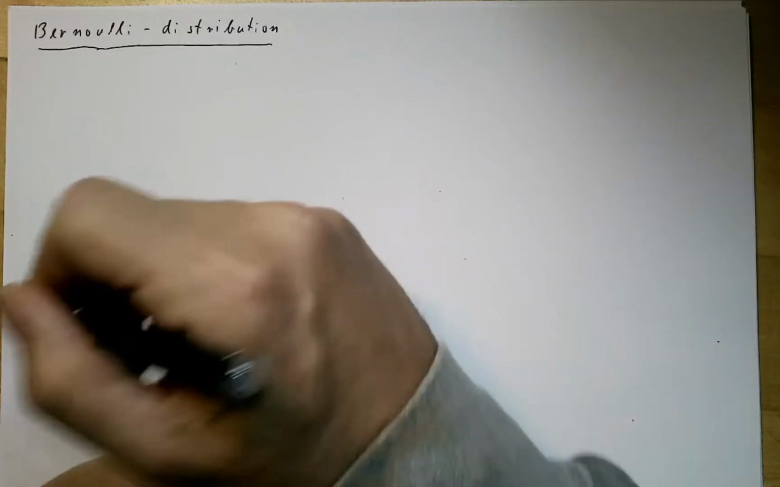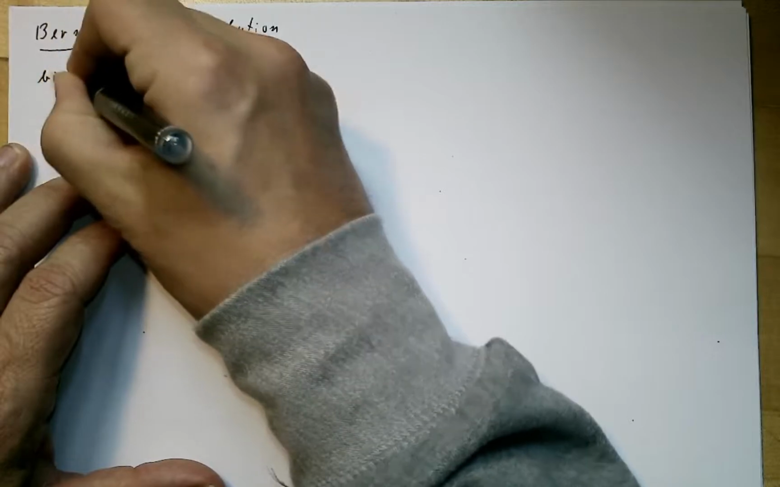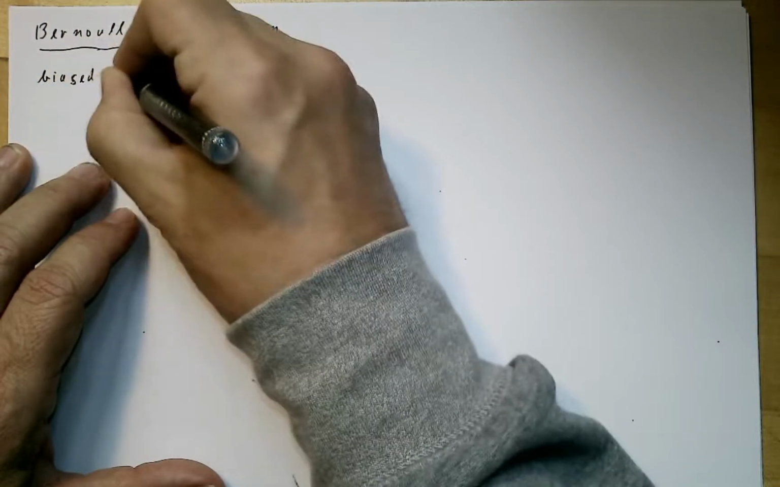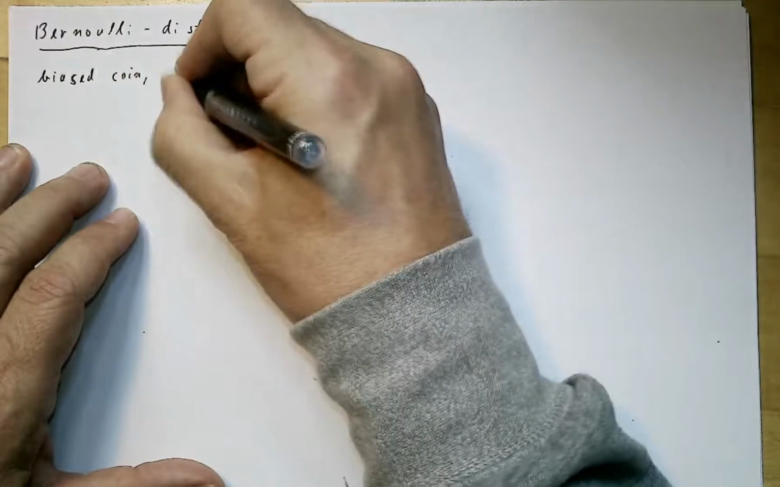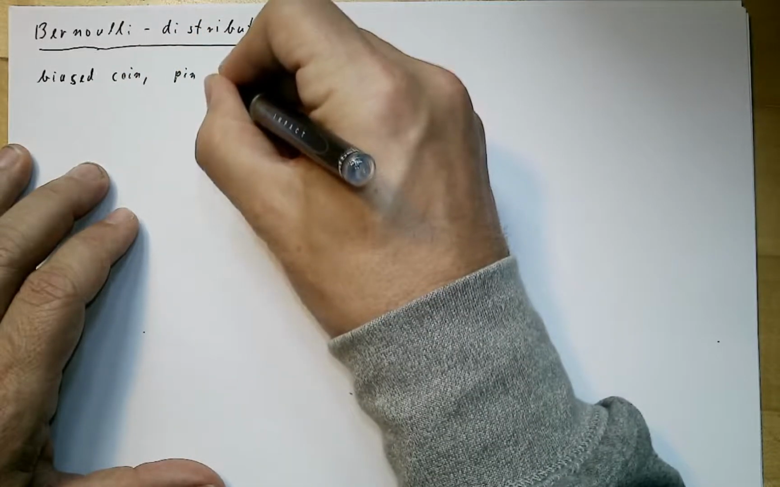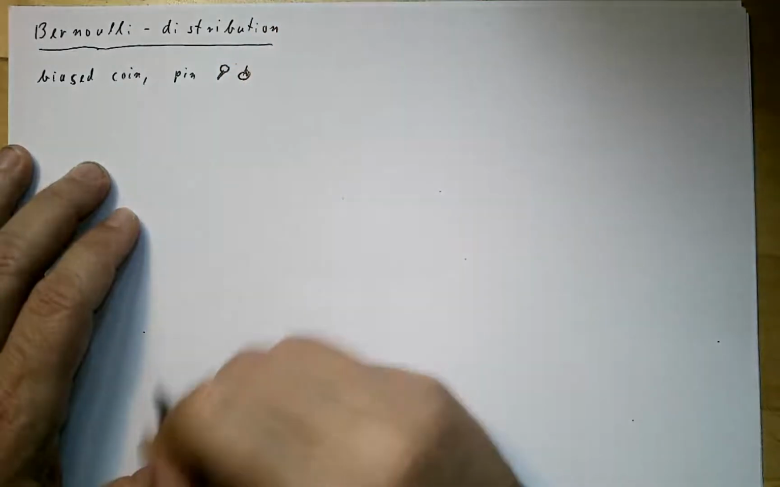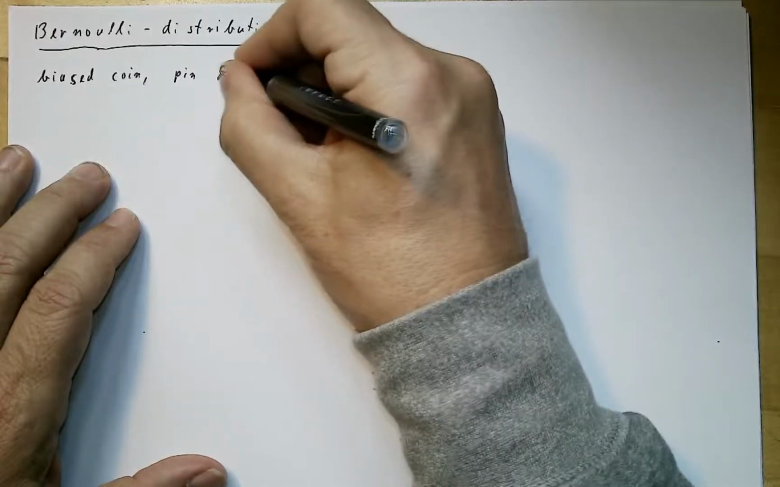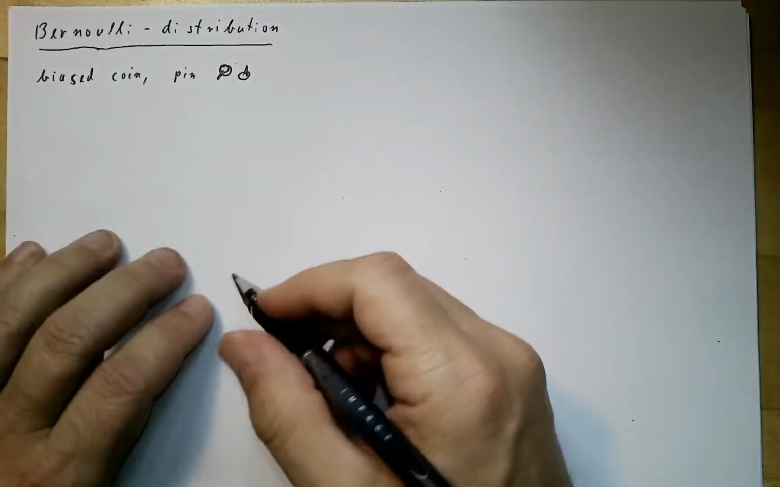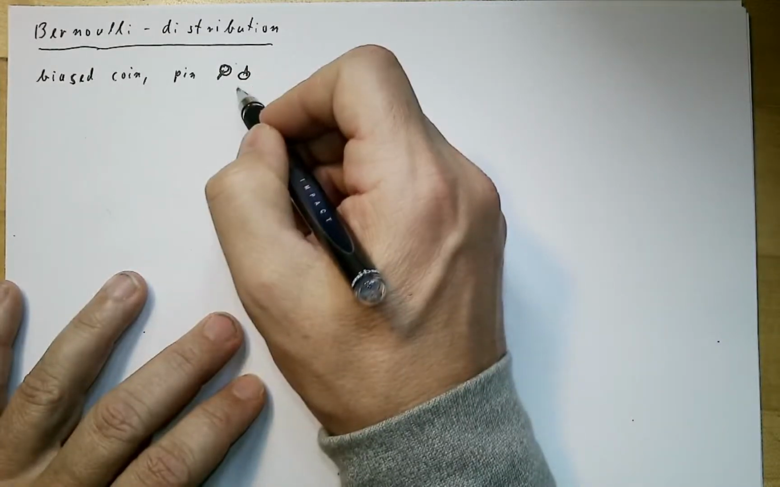So we start with the Bernoulli distribution, and this was the example we had very often. That was the biased coin, or a pin. This thing, when you throw it, can either land in this position or this position. And so we have a discrete binary event, 0 or 1.